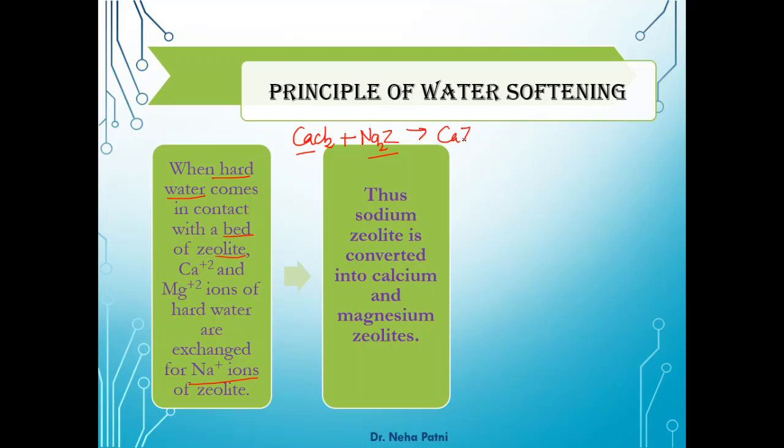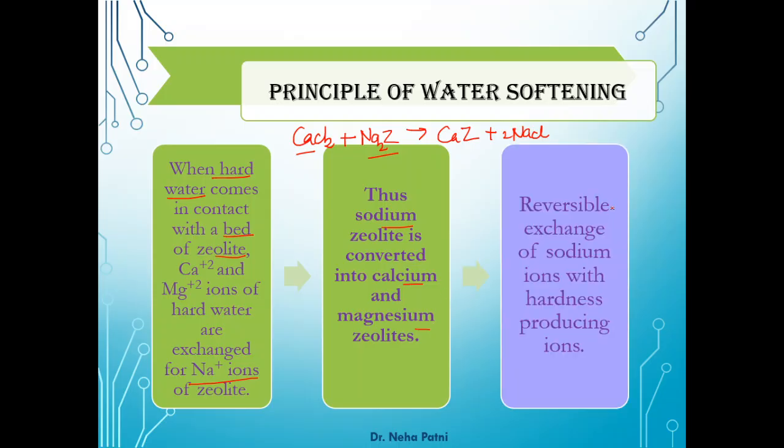So it converts into calcium zeolite. Ultimately sodium zeolite is converted into calcium and magnesium zeolite. So basically the principle behind this water softening process would be reversible exchange of sodium ions with hardness producing ions. I'll later tell you how it is reversible.